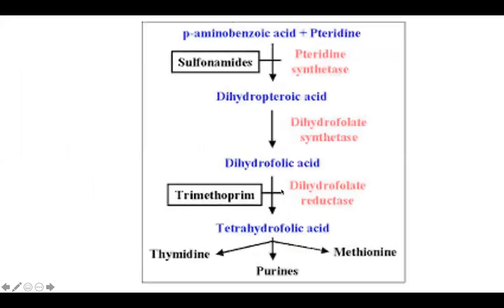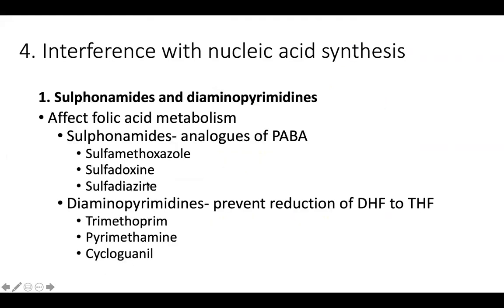Because these are the later steps in the formation of folic acid, they're acting on the same pathway, so we tend to use them in combination. Common examples you may have heard of: SP, sulfadoxine and pyrimethamine.